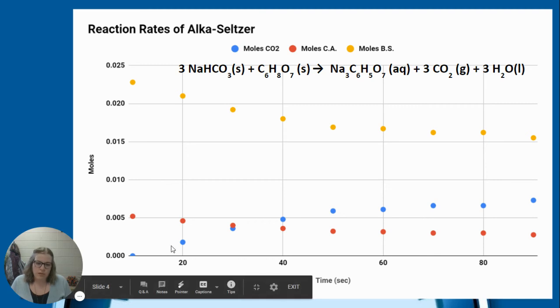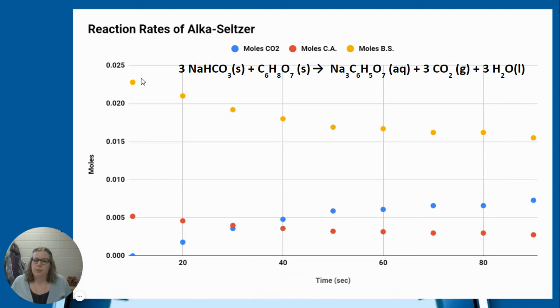If you look at the shape of the carbon dioxide, the shape of the baking soda is essentially mirrored in this graph. And that is because of a couple things. One, the number of moles of baking soda are going down because it's a reactant. Two, they have the same rough shape and rate of change because of the 3 coefficient. If I have 3 moles of baking soda reacting, I am going to produce 3 moles of CO2. Since their mole ratio is equal, their graph shape should be about the same.